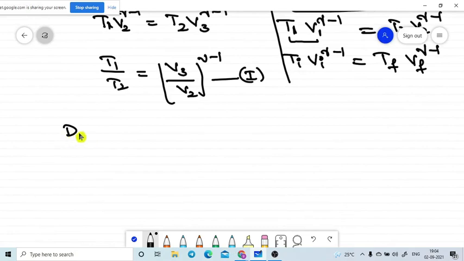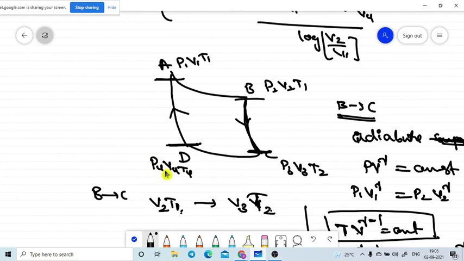D to A is also an adiabatic process. In this process also we will apply this formula. From which parameters? What are the initial thermodynamic parameters? Tell me the initial thermodynamic parameters. So P4, V4, T4 we are moving from, and P1, V1, T1 we are achieving. So initially we are here, and finally we achieve up to here.